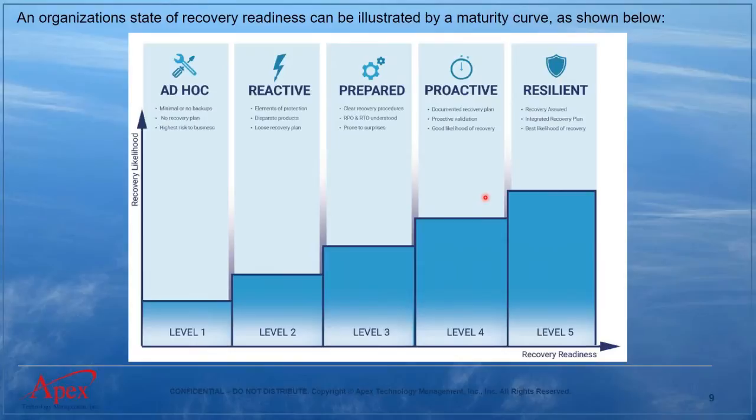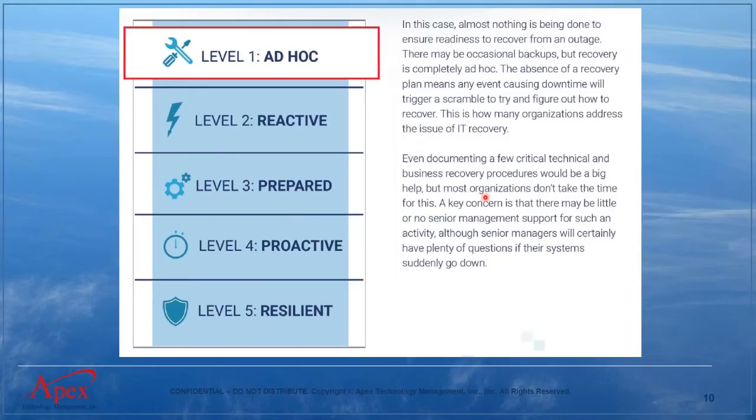Okay, level 1 we call ad hoc. This is typical of a small business, and it is not a good situation to be in. Pretty much almost nothing's been done to ensure that you're ready to recover from a disaster or a data loss event. You may have occasional backups. Somebody's making a copy once in a while of critical files once you think you've added enough to substantiate the next backup, but there's nothing regular going on. There's no recovery plan in place.